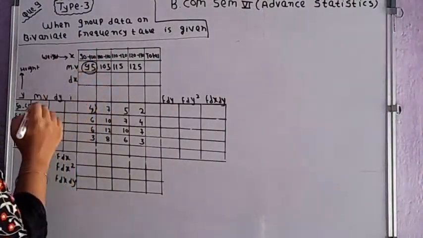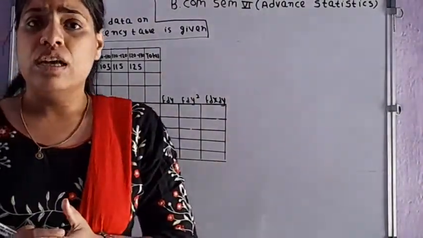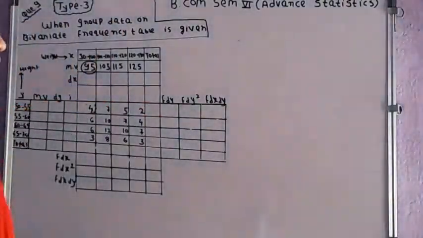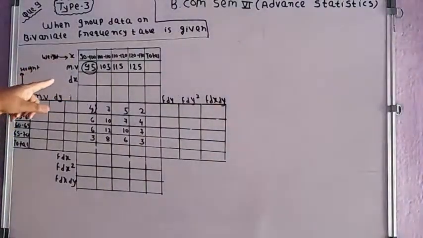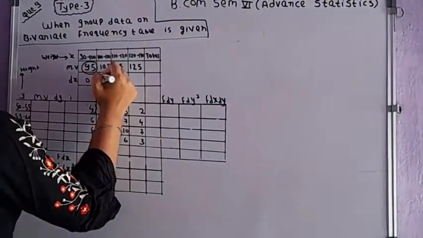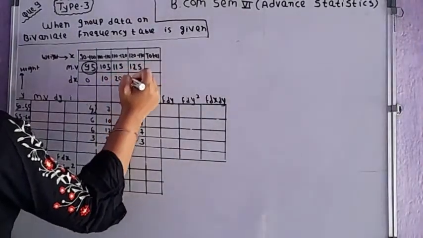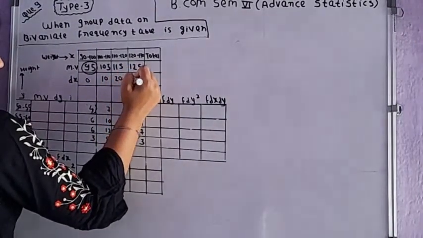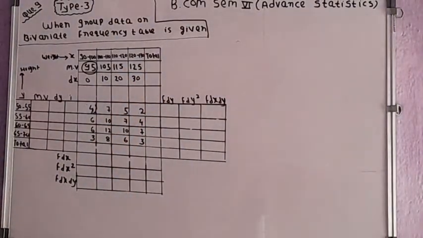So what is the formula to find out the dx? It is dx equals x minus a. Here x is the given item, that is 95, and a means assumed mean. So 95 minus 95, 0. 105 minus 95, 10. 115 minus 95, 20. 125 minus 95, 30. So this way we have calculated dx, that is deviation from X series.